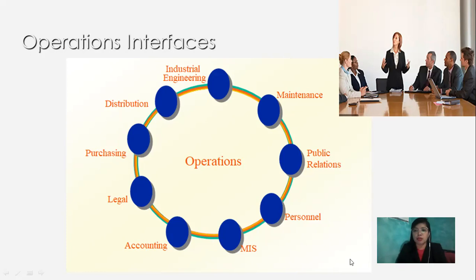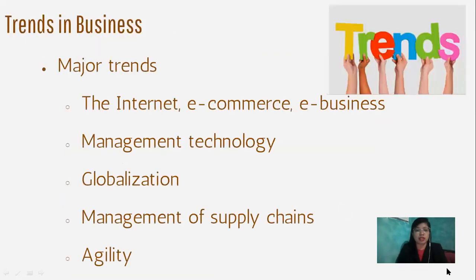Next, trends in business. There are major trends. Now we have the internet, e-commerce, and e-business, management technology, globalization, management of supply chains, and agility. For agility, this is the adoption of the evolution or the behaviors, values, or capabilities that are set in the organization.